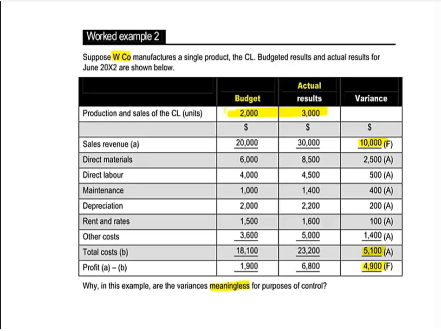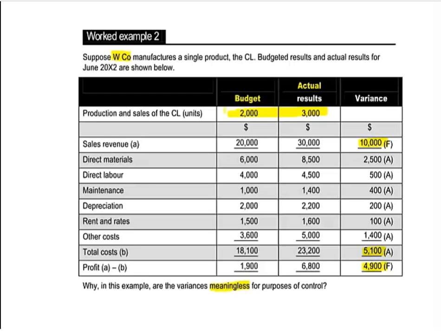So what we need to do is actually to identify the different types of costs and revenues, and we need to flex them according to their nature to work out what our budgeted cost allowance would have been if we'd planned to make 3,000 units rather than 2,000.